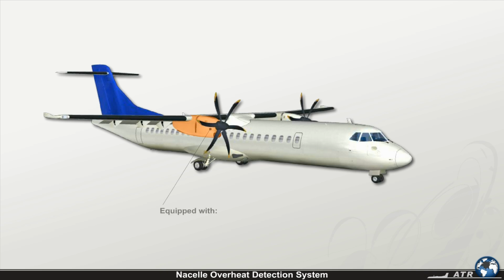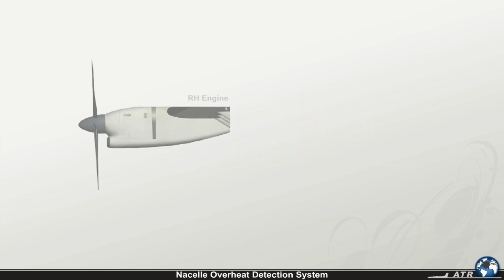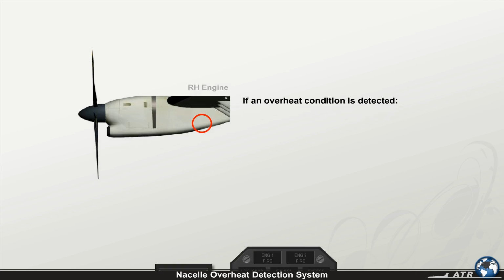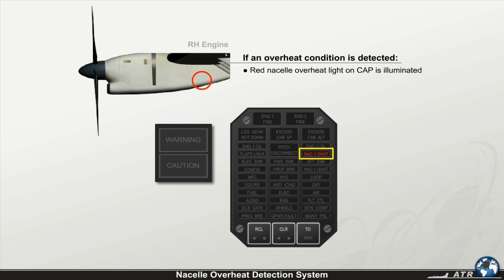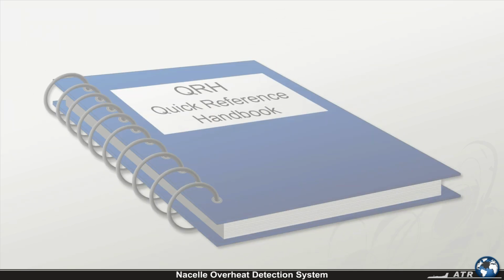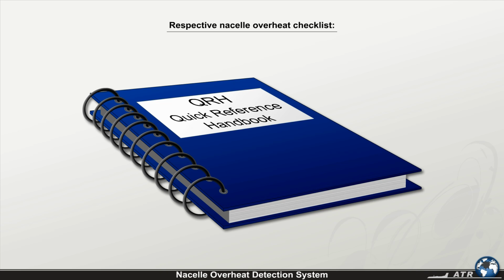The right-hand engine is equipped with a Nacelle overheat detection system. If an overheat condition is detected by the sensor located below the right-hand engine gas exhaust area, the red Nacelle overheat light on the CAP is illuminated and the CCAS is activated. Note, this function is available on ground only. In this case, the respective Nacelle overheat checklist found in the QRH chapter Procedures Following Failures must be applied.